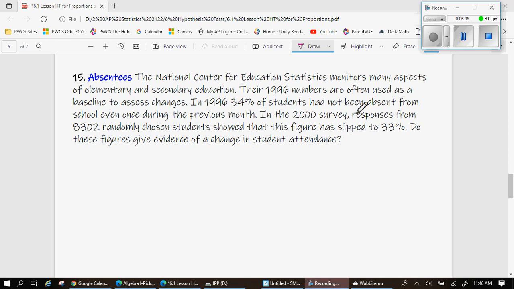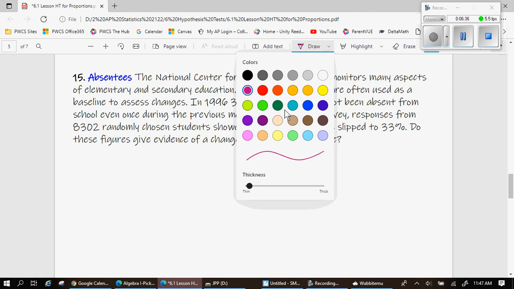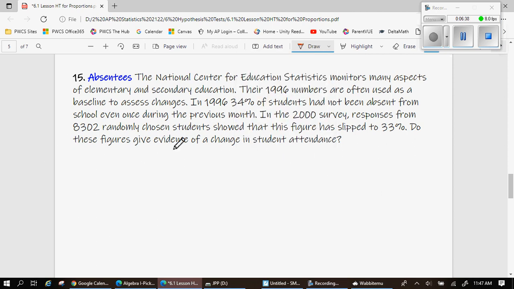So we are looking at elementary school statistics, and in particular, we're looking at absenteeism. And they're using these 1996 numbers as a baseline. So this is what we would assume to be our population proportion. And then they took a randomly chosen sample in the year 2000, and they got a sample proportion of 33%.